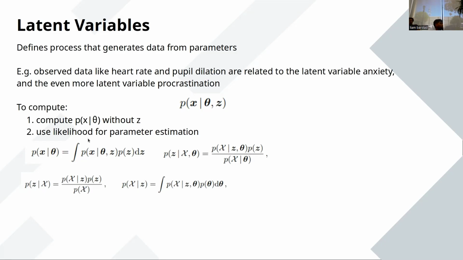The 2 steps that they used was to compute this likelihood without Z, and then use that likelihood for parameter estimation. So you can say, give the likelihood of a latent variable given the data set and the parameters, or given the data set, or, I'm not entirely sure what we would call this. Give the data set given specific latent variables.